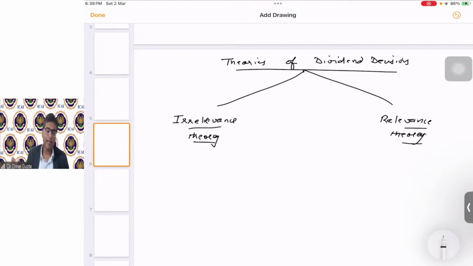Irrelevance theory and relevance theory. Now, students, what is irrelevance theory saying? Irrelevance theory says that whether you pay dividend or you don't pay dividend or you pay some amount of dividend, whatever you do, the value of the firm remains same. There is no impact on the value of the firm. And hence the shareholder is also indifferent whether you paid them dividend or whether you don't pay them dividend.